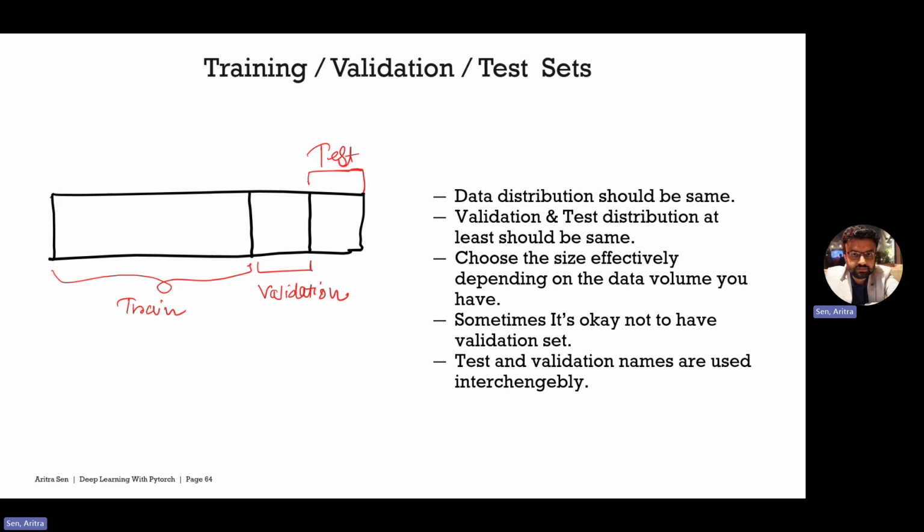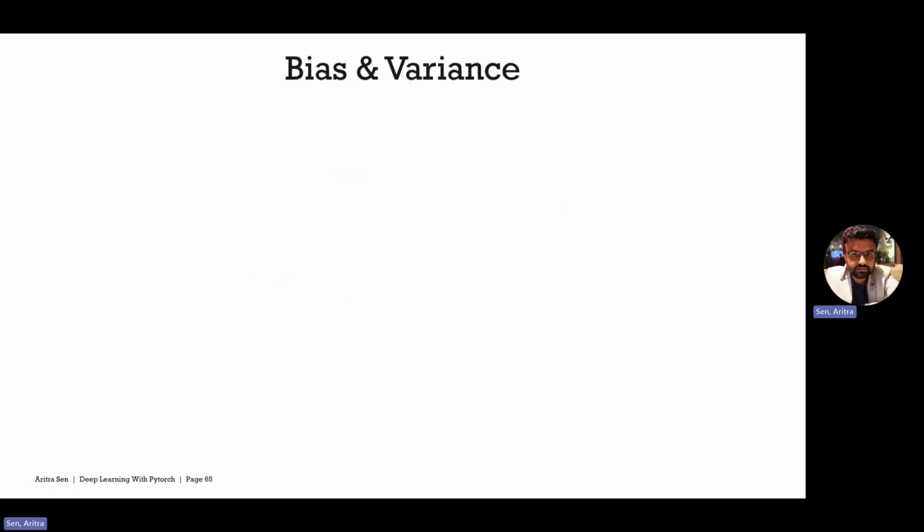And in some of the cases, you will see that validation is not there. We are only working with train and test, which is fine, but it always has a risk associated with it, which we will talk about in the next few slides, right? And this test and validation names are kind of used interchangeably, so don't get confused. If you see a different type of nomenclature, these two names are used interchangeably, right?